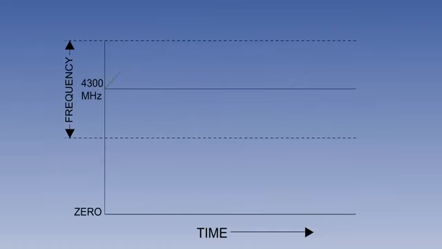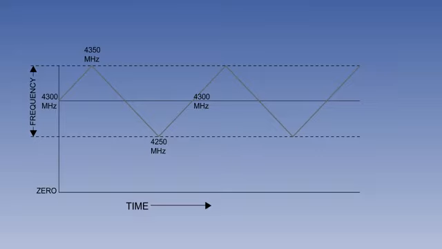The basic frequency is varied in what is called a sawtooth pattern. It starts at 4,300 MHz, then increases linearly with time up to 4,350, then immediately reverses direction and decreases linearly to 4,250. Then again reverses immediately to increase linearly back to the center frequency of 4,300 MHz again. This is called one cycle of the frequency modulation, and it repeats itself in a continuous pattern. There are 300 of these cycles every second.